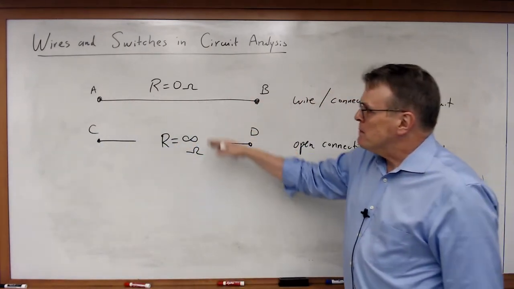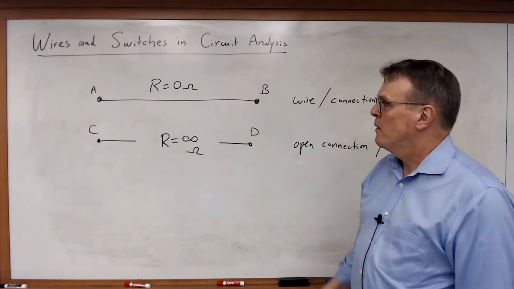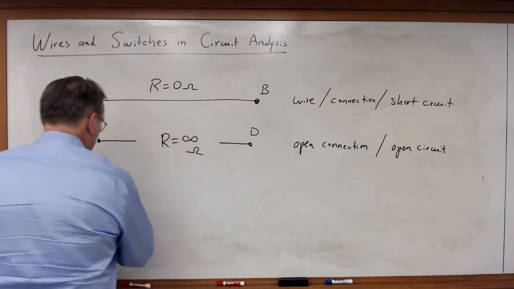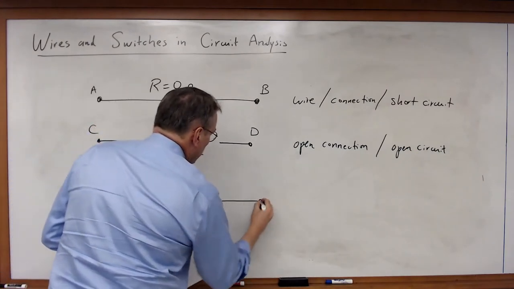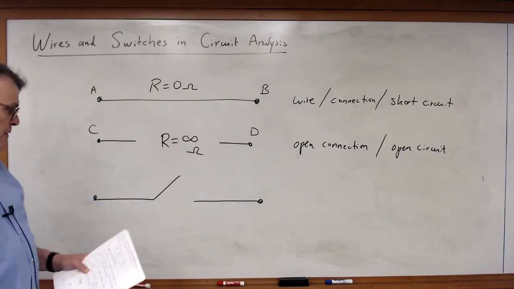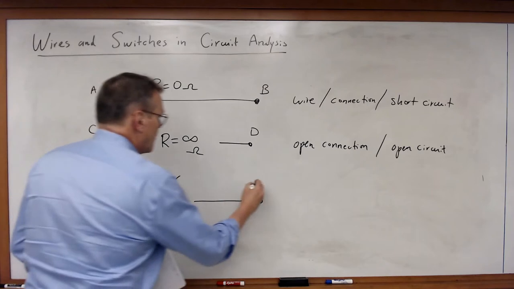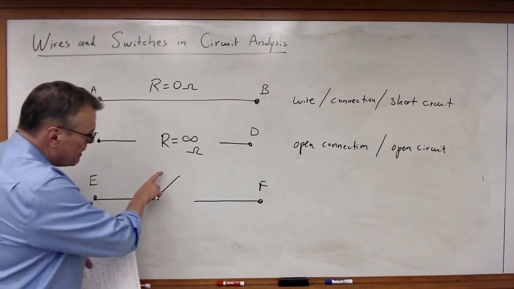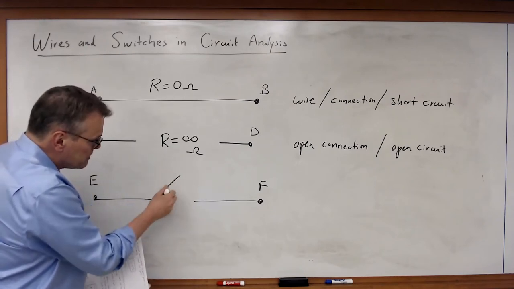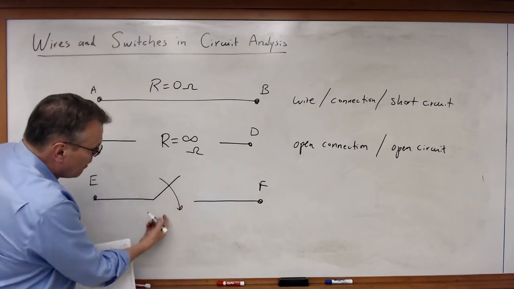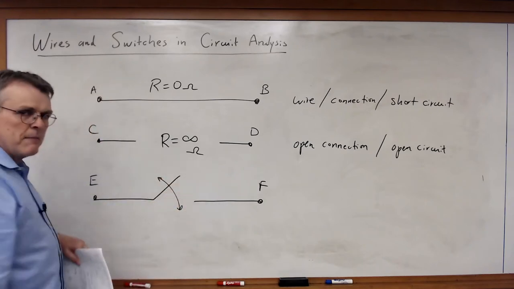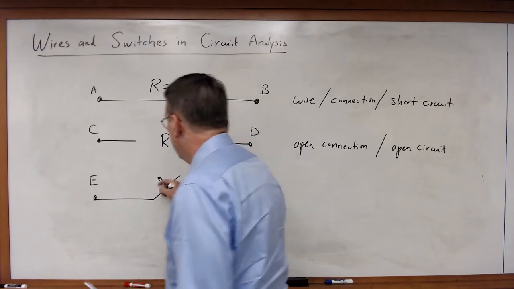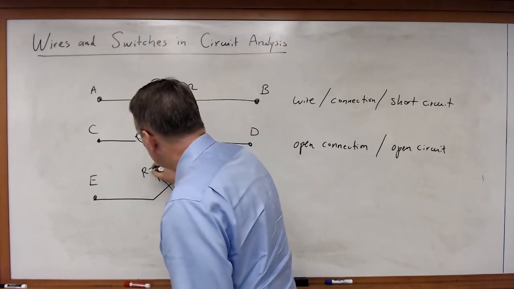So between these two extremes, the short circuit and the open circuit, or the wire and the open connection, we have a model that combines both together. Let's say I've got two points E and F, and I've got something here that represents a connection. I can either close and connect these two points together, or open and separate those two points. In this case, when I close this, R is equal to 0. When I open it, R is equal to infinity.